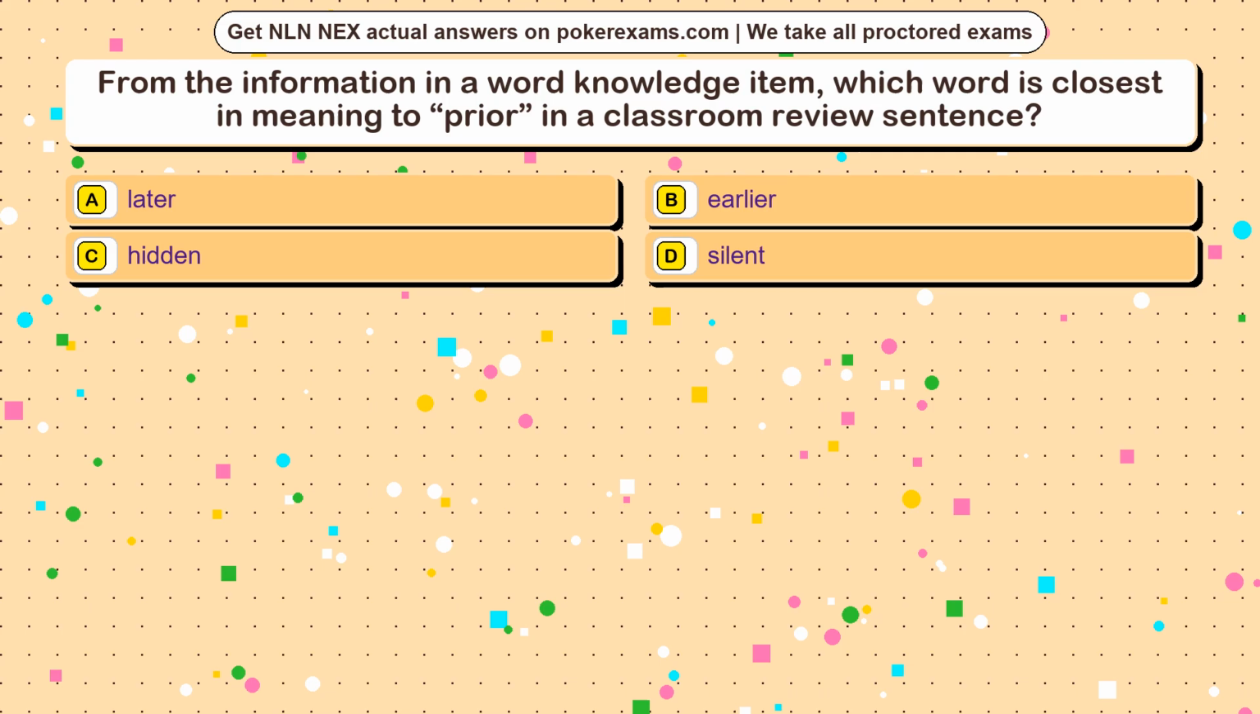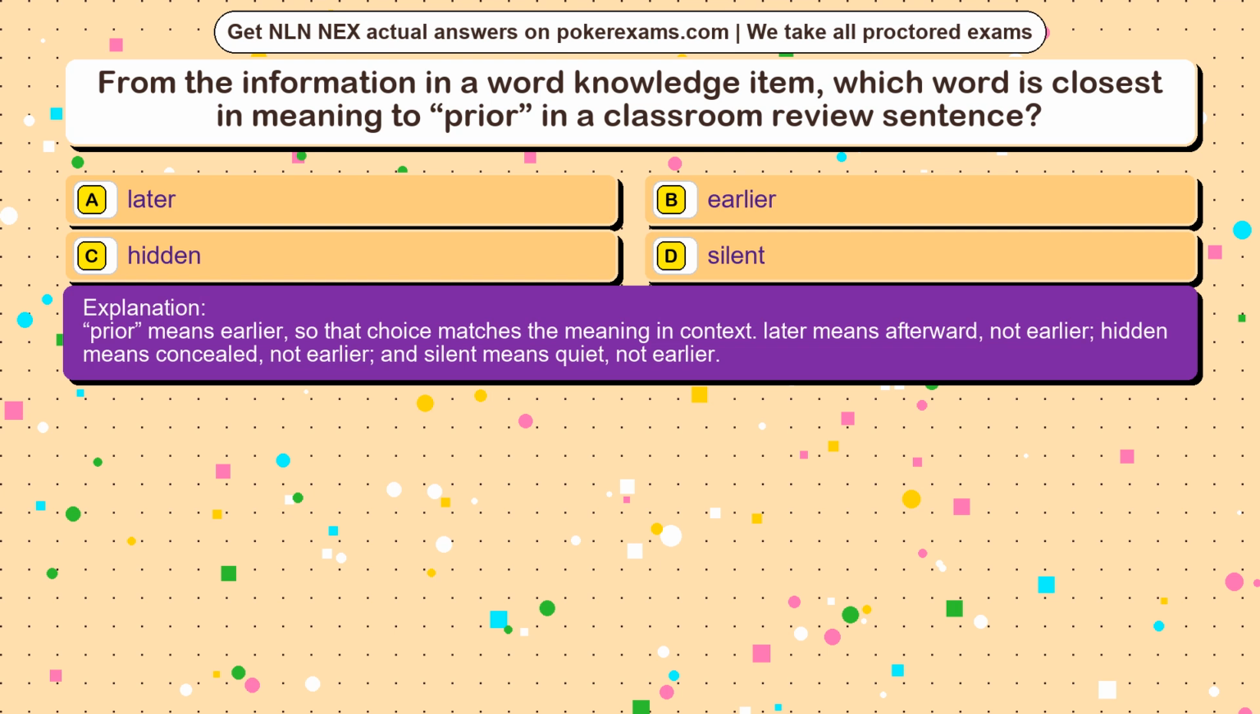The correct answer is option. Prior means earlier, so that choice matches the meaning in context. Later means afterward, not earlier. Hidden means concealed, not earlier. And silent means quiet, not earlier.